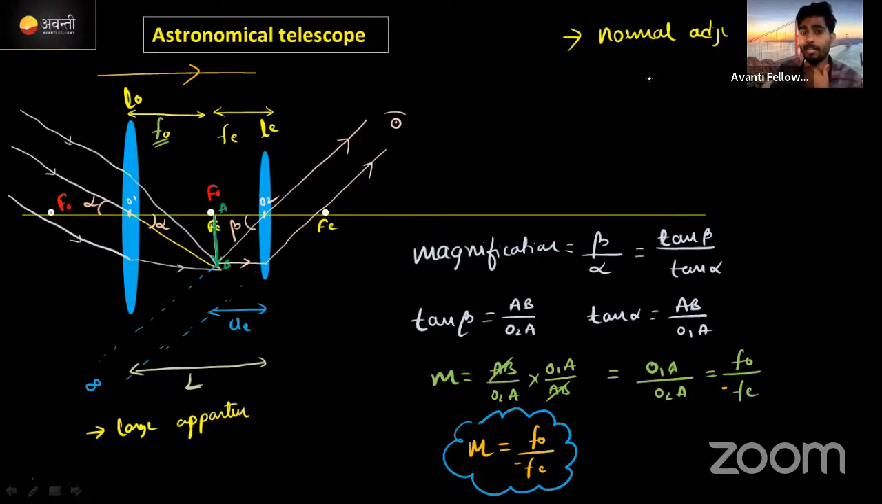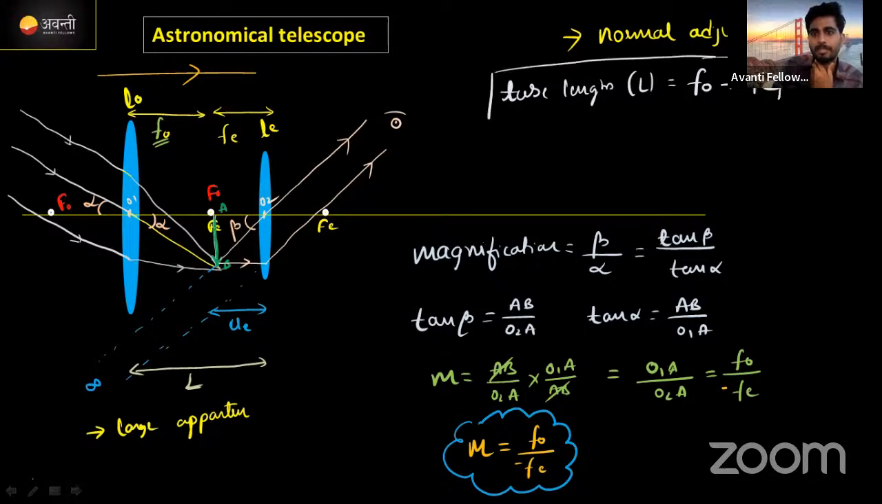Generally I will write the formula. They may ask in terms of objective distance or image distance also sometimes, so be aware of it. Tube length L is equal to the total length between them. It is nothing but the objective focal length plus the eyepiece focal length. Correct? That was the story of normal adjustment.